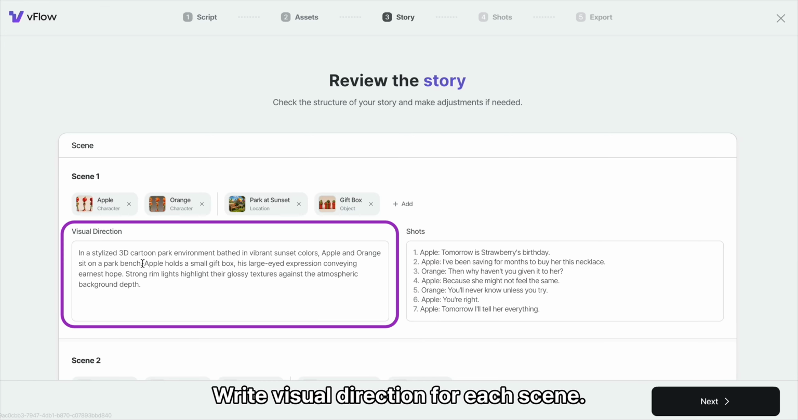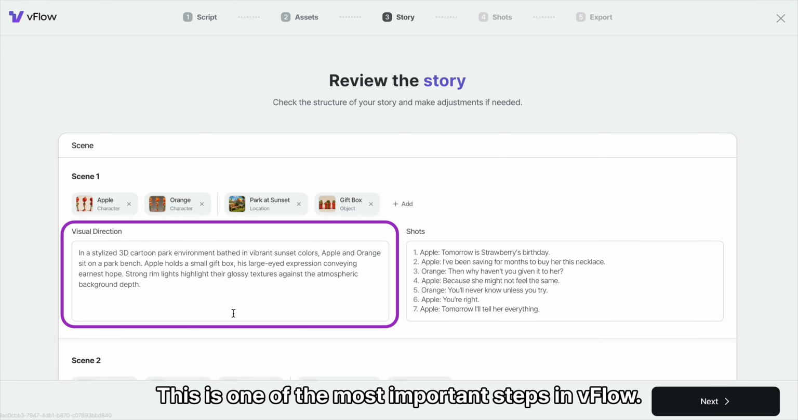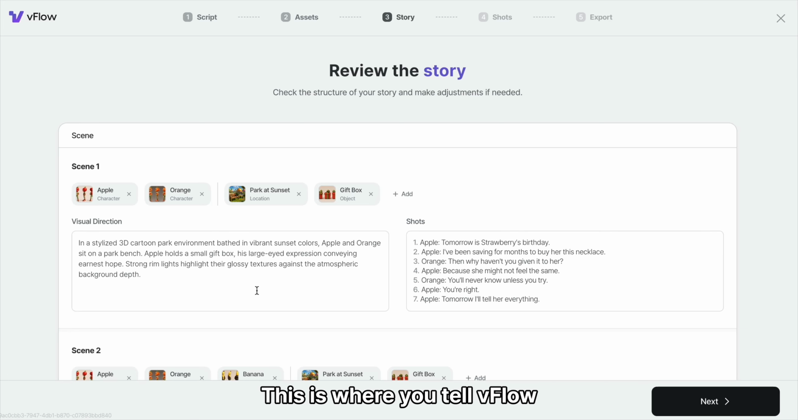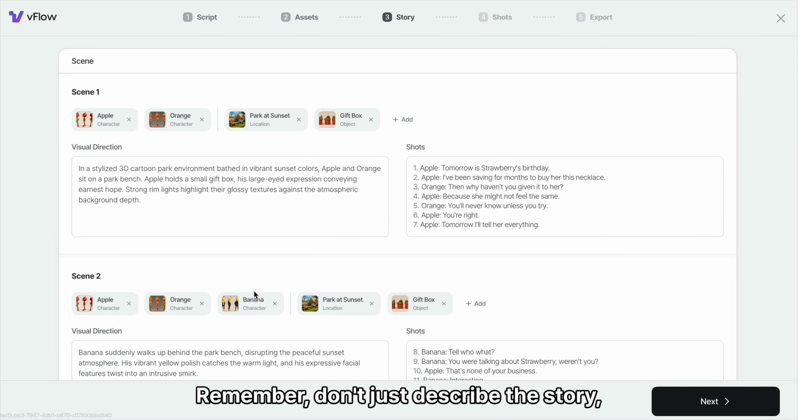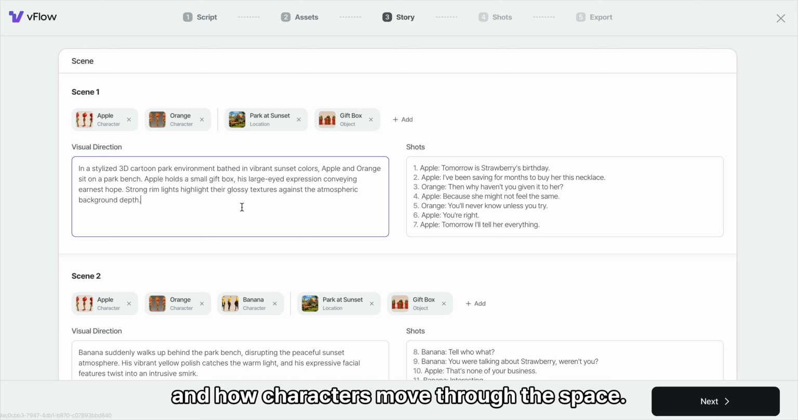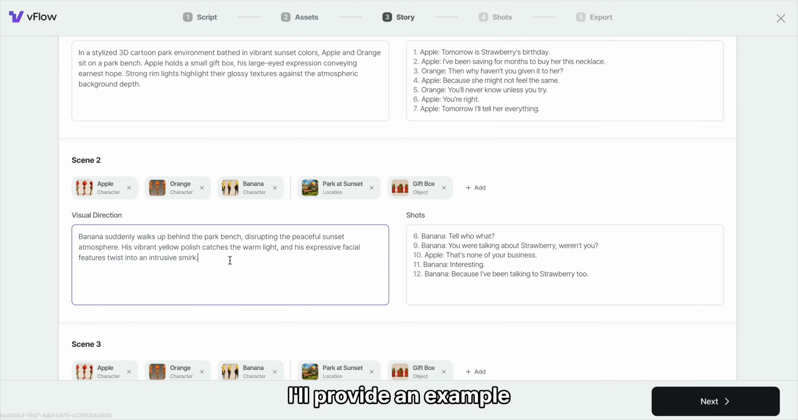Write visual direction for each scene. This is one of the most important steps in vFlow. Each scene has a visual direction field. This is where you tell vFlow what the audience should actually see. Remember, don't just describe the story, describe the scene. Be specific about where characters are positioned, where important objects are located, where actions are happening, and how characters move through the space. I'll provide an example here.